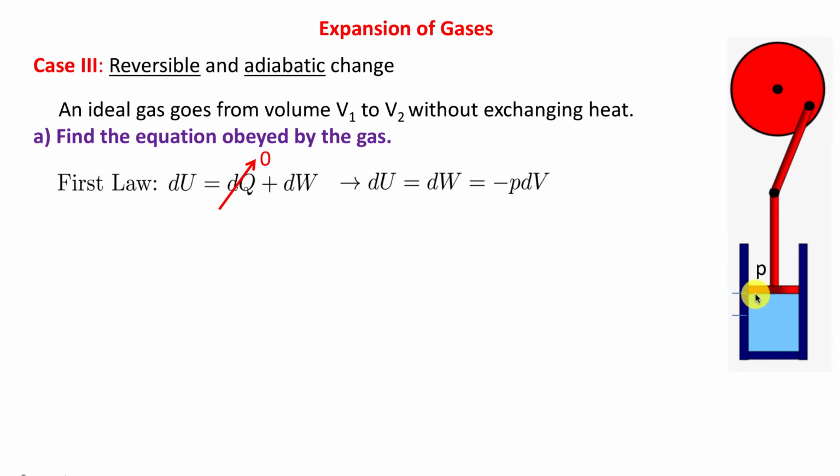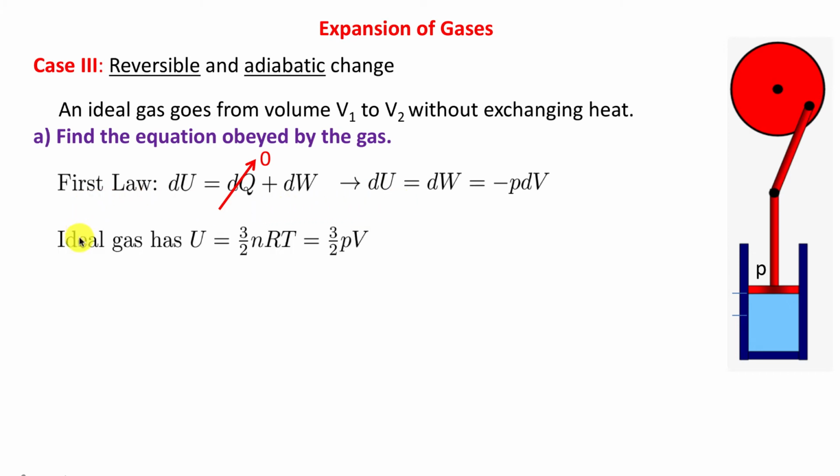As this piston goes up, it's doing work. Where is the work coming from? It's coming from the internal energy. That internal energy is decreasing as the piston moves up, and this is what this negative sign is telling you. So as the volume increases, the internal energy will decrease.